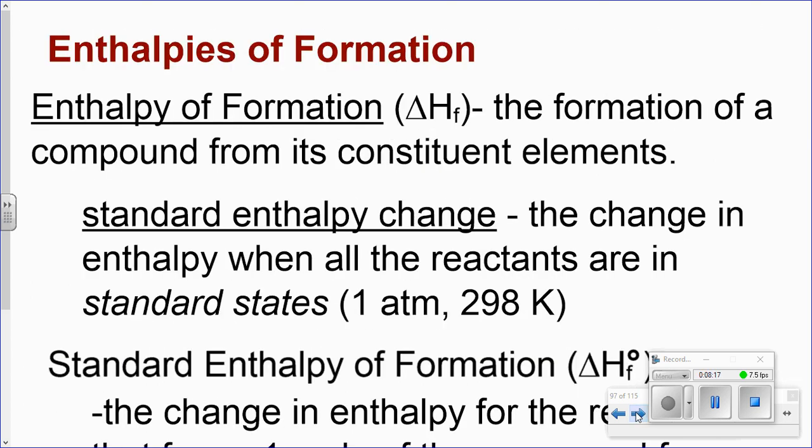Again, there's a bunch of practice problems here, and then we'll get to enthalpies of formation next. Okay? Email me with questions.